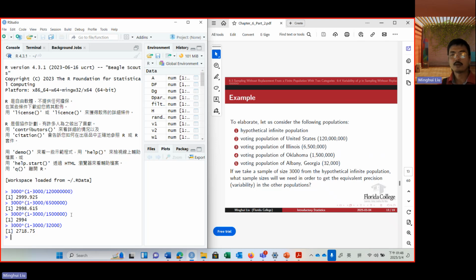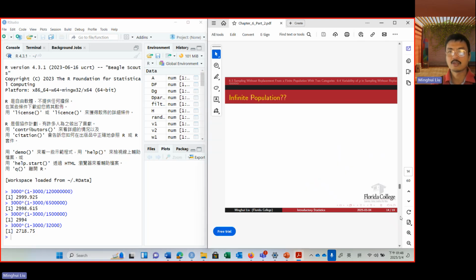What we're saying in this example is, if you can choose 3,000 people from the hypothetical infinite population, or 3,000 from the whole voting population of the US, or 2,999 from the voting population of Illinois, or 2,994 from the voting population of Oklahoma, or about 2,700 from the voting population of a small town in Georgia, they would all give you about the same precision. So that gives you an idea of what would be a reasonable sample size as the population size varies.